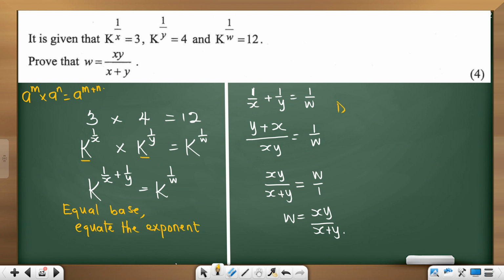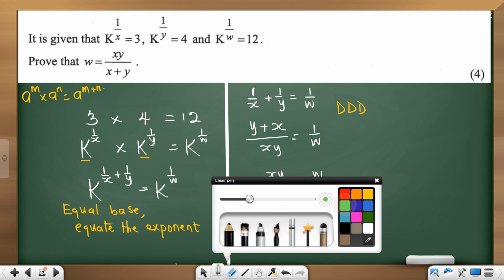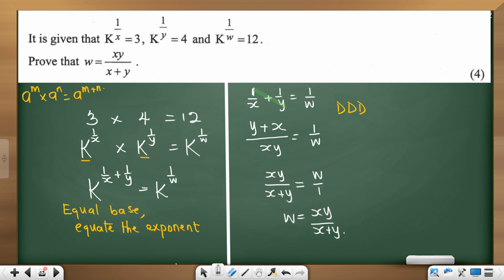How do you add fractions? Were you here when I mentioned DDD? Yes, sir. Good. Diagonal, you start from the left to the right. Diagonal, left to the right. And denominator. 1 times y, y. 1 times x, x. X times y, xy equals 1 over w. But they want you to find w. Flip both sides. The w goes up, the 1 comes down. Do the same thing on the left-hand side. xy goes up, y plus x comes down. And we are done.